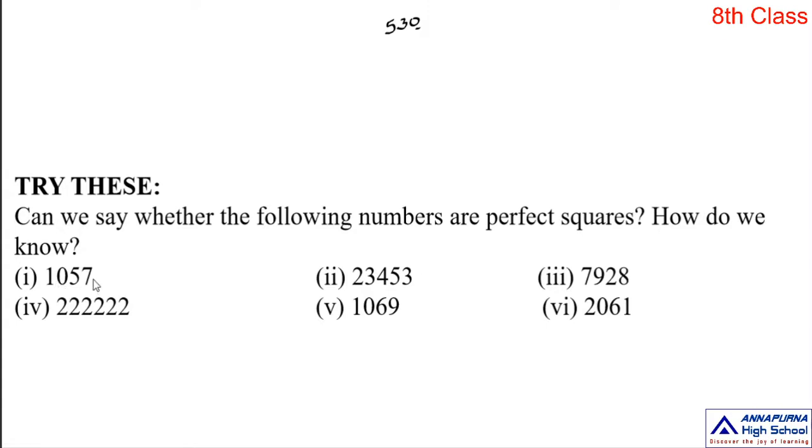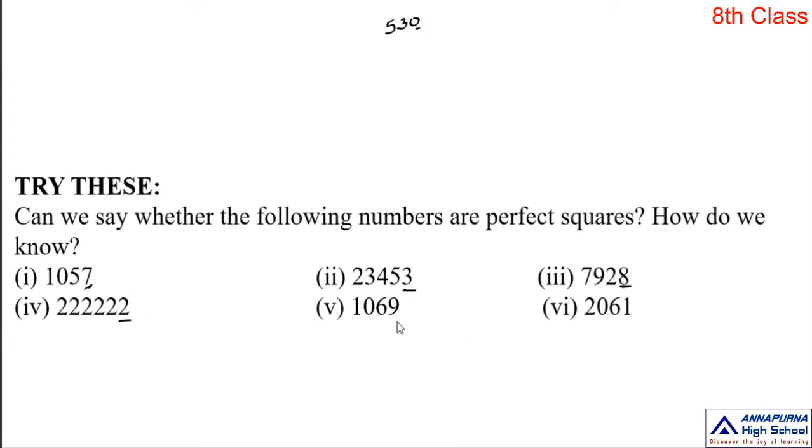Let's see the first one. 1057. Is it a perfect square number? No, it is very clear. Why? Because it ends with 7. So it is not a perfect square number. Let's see the next number, 23,453. Is it a perfect square number? No, not at all. Why? Because it ends with 3. 7,920. Is it a perfect square number? No, it ends with 8. And this one, 2,22,222. Is it a perfect square number? Not at all. Why? Because it ends with 2.